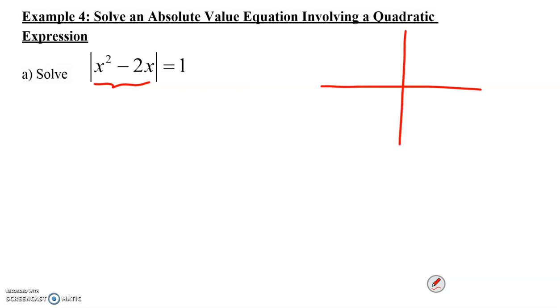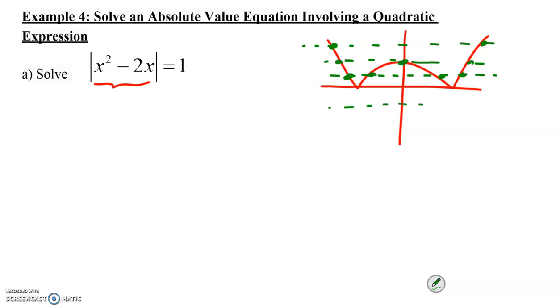So if you think about what this graph looks like, it would be a W-shaped graph, and we're going to figure out where that hits the number 1. So you could have as many as 4 solutions to this problem. There could be 2, there could be 3, depending on exactly where it hits, or there could be none. So there's a lot of different solution options.